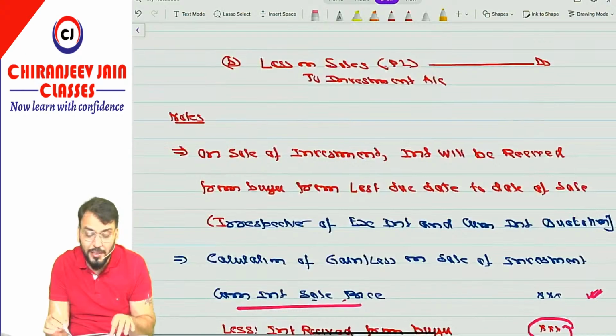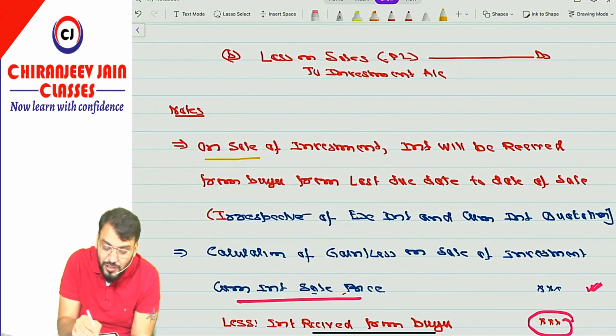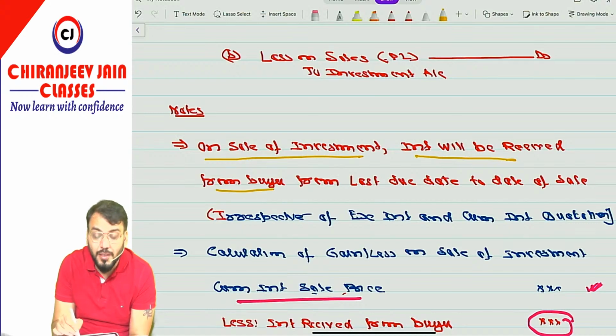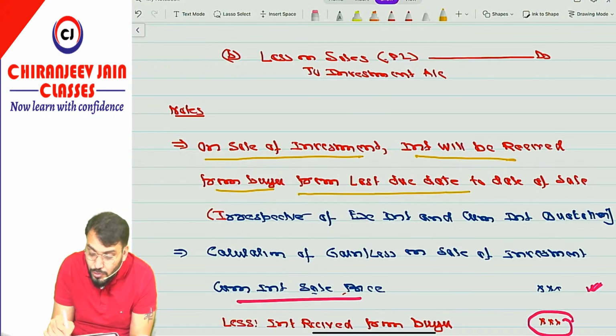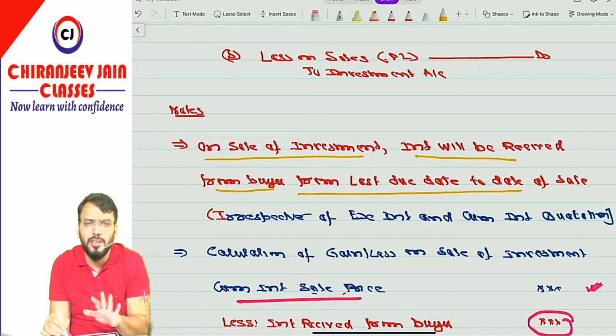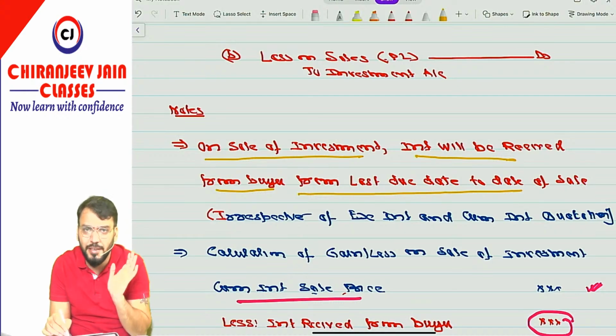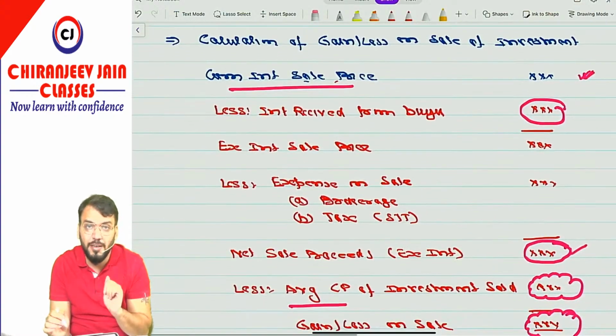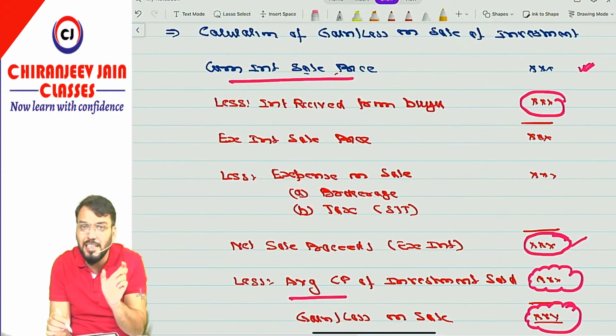Now how to calculate? Once again we have understood that on sale of investment, interest will be received from the buyer from last due date to the date of sale, irrespective of quotation. It can be ex interest, it can be cum interest. Got this point? Yes sir. Calculation of gain or loss on sale of investment, and of course we need to also calculate net sale proceed.